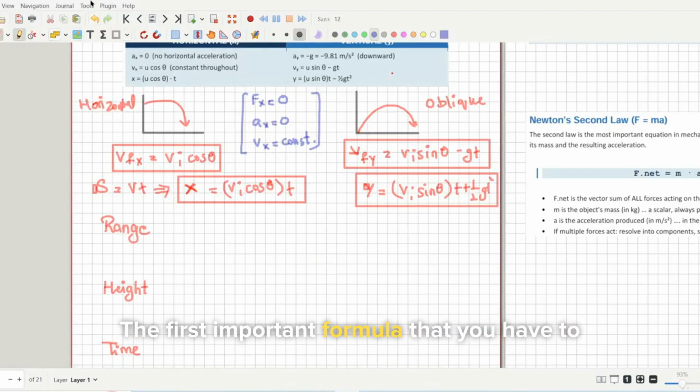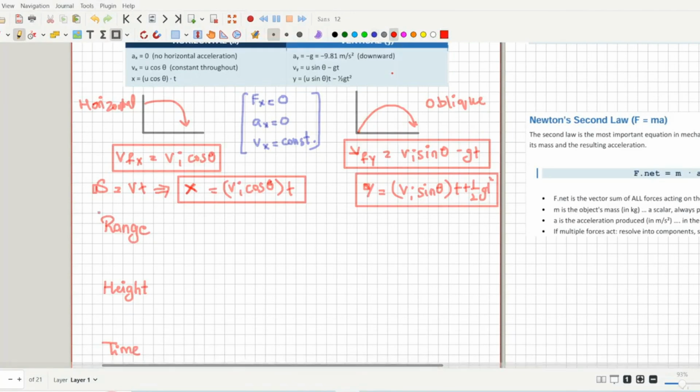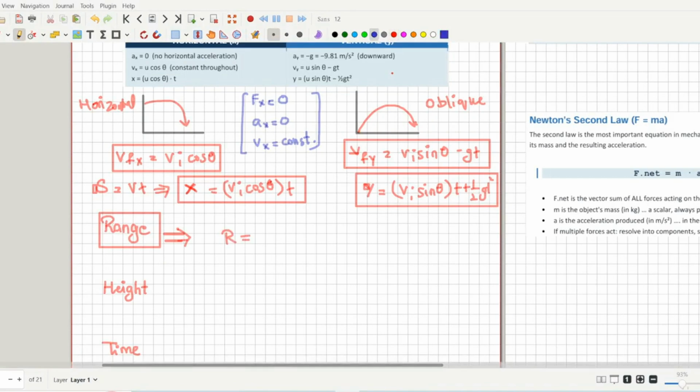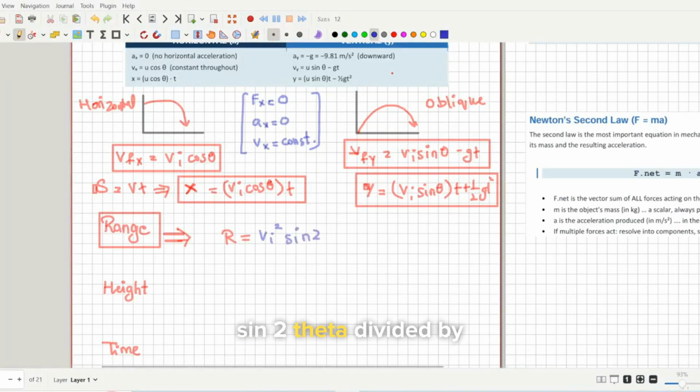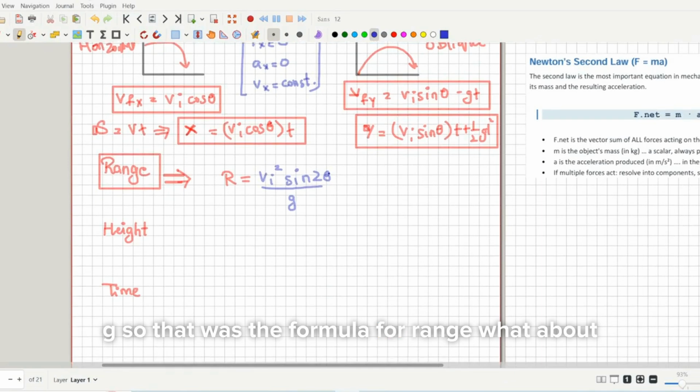The first important formula that you have to know is about range. The range is the first important formula that you have to memorize. What does the range say? The formula for range is R equals Vi square sine 2 theta divided by G. So that was the formula for range.